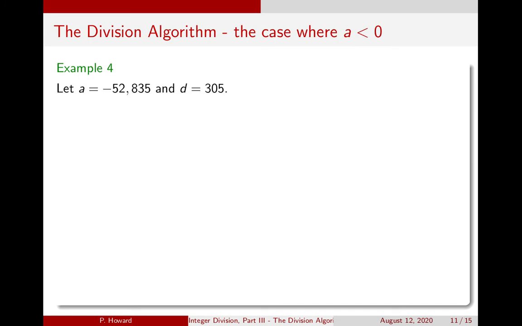Now we are going to look at the case where a is negative. So we know how to calculate the quotient and remainder when a is non-negative. What do we do when a is less than 0? And I'm going to illustrate the procedure by looking at this example. A is minus 52,835 and d equals 305. Almost like the previous example.